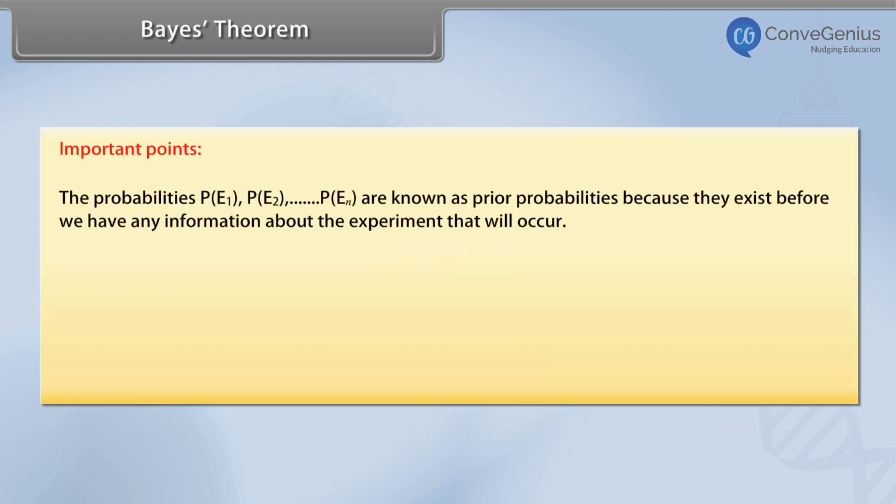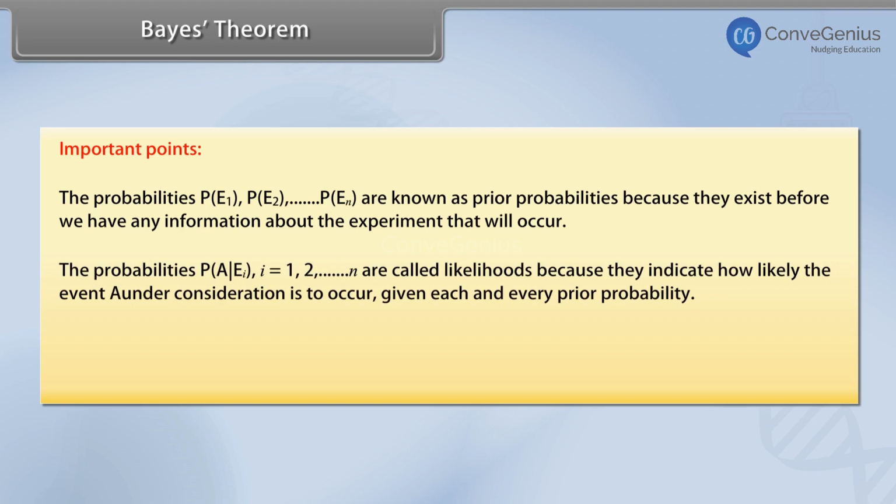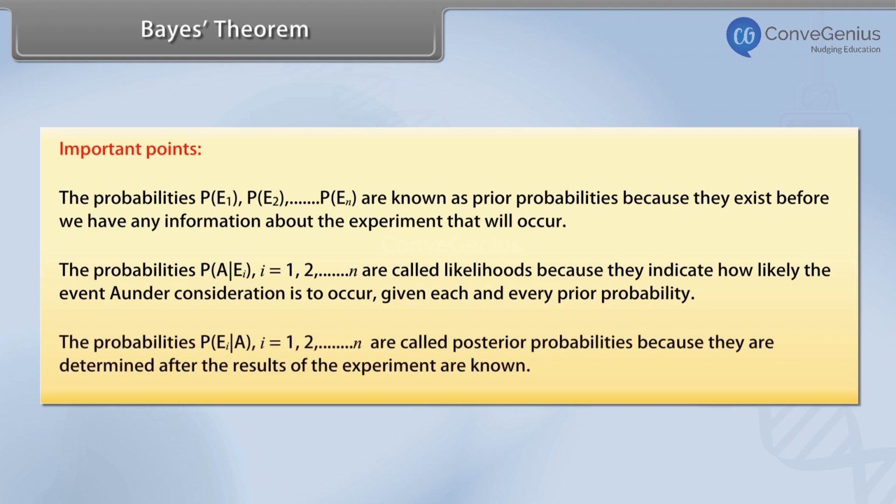Important points. The probabilities of E1, E2 up to En are known as prior probabilities because they exist before we have any information about the experiment that will occur. The conditional probabilities of A when Ei is given, i equal to 1, 2 up to n, are called likelihoods because they indicate how likely the event A under consideration is to occur, given each and every prior probability. The conditional probabilities of Ei when A is given, i equal to 1, 2 up to n, are called posterior probabilities because they are determined after the results of the experiments are known.